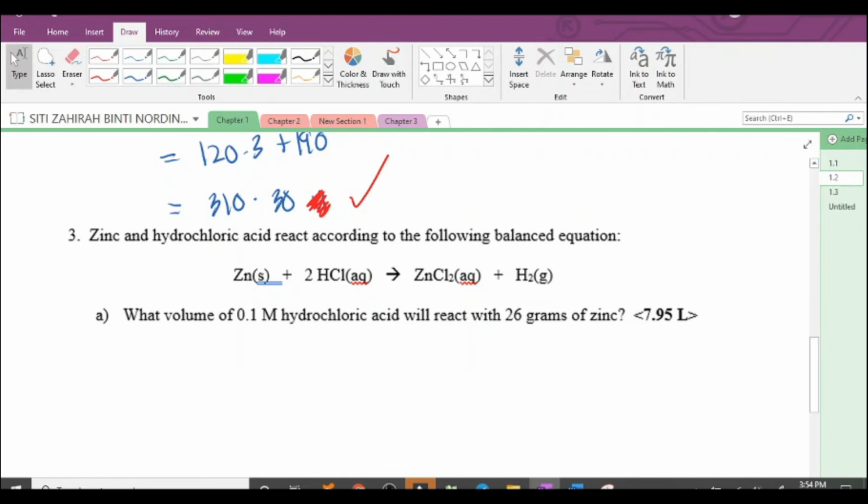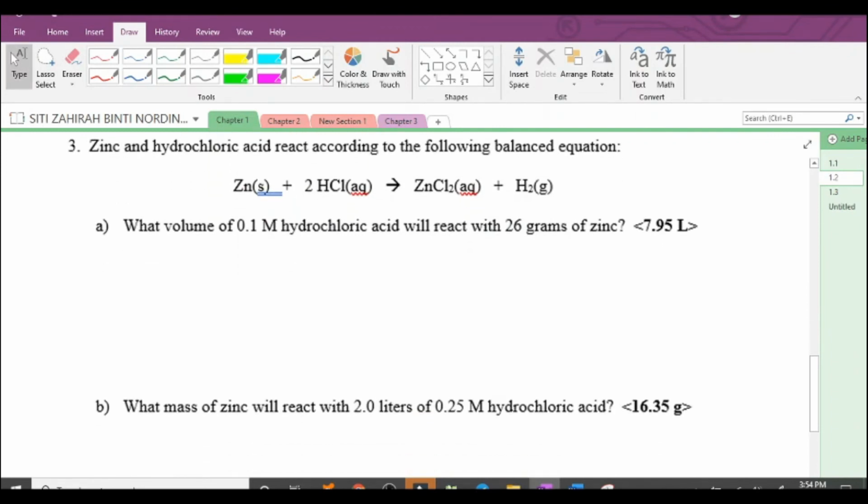So the next question that I want to discuss is question 3. Zinc and hydrochloric acid react according to the following balanced equation. A, what volume of 0.1 molarity hydrochloric acid will react with 26 grams of zinc? Okay. First of all, if you've got this kind of question, it is really important to write the relevant information under the compound. Okay, so we want to find the volume for HCl.